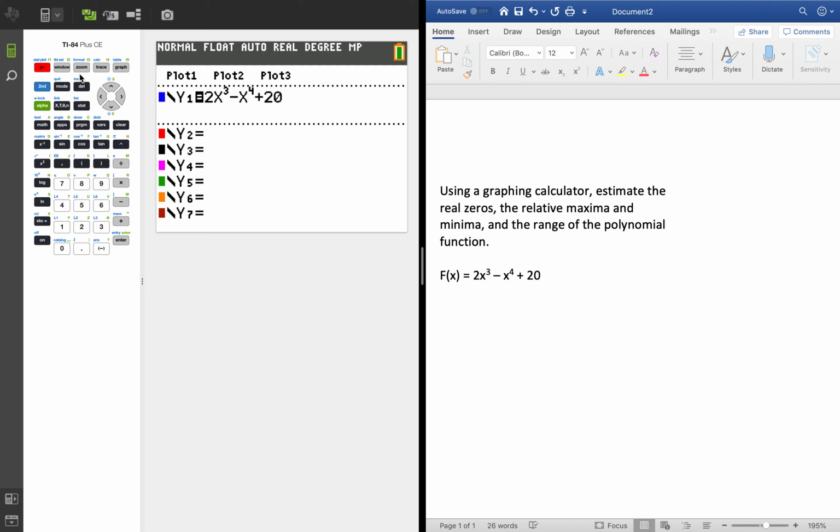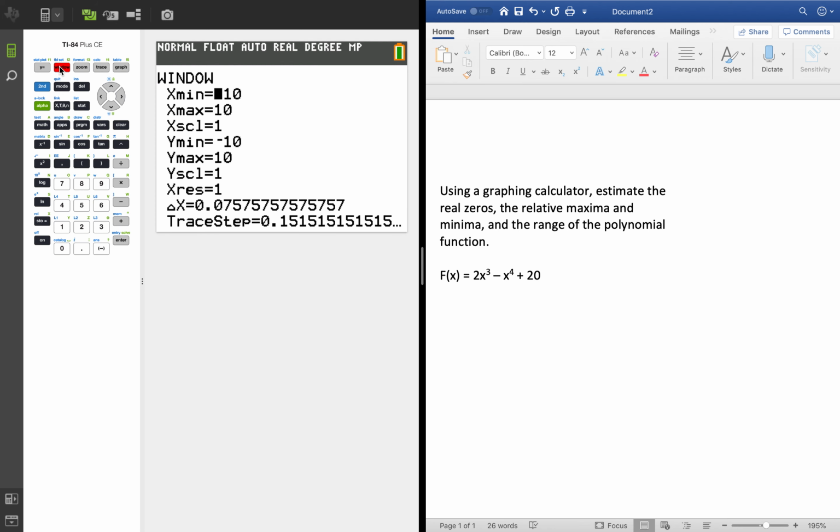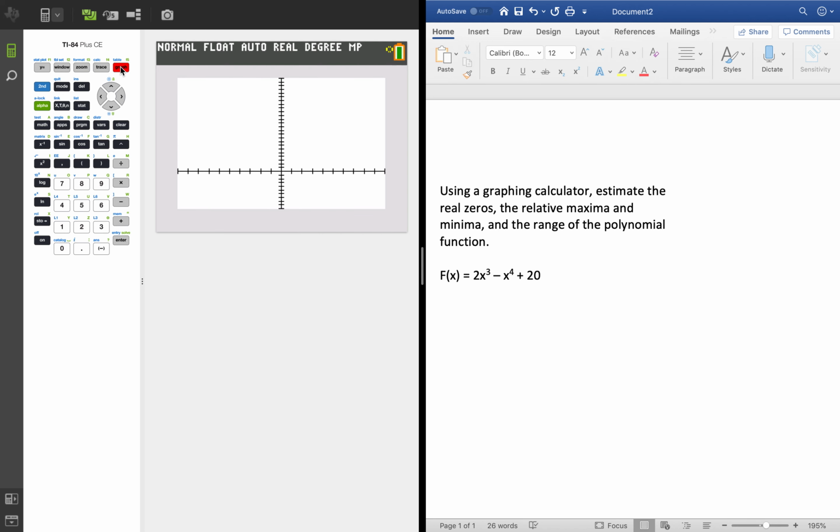I'm going to hit zoom 6 to graph it, and there it is, but I can't see the maximum or the minimum. I can't see the top or bottom of the graph. So I'm going to change my window. I'm going to hit the window button, and I need my y-axis to go a little higher so I can see how high it goes. So I'm going to pick 25. That's a guess. I'm just picking about 25 to see if that catches the top of the graph or not. So I'm going to hit the graph button. Now don't hit zoom 6, hit graph, and now I can see it.